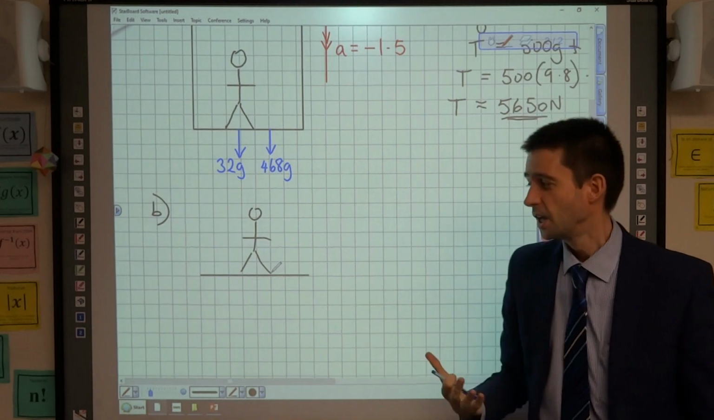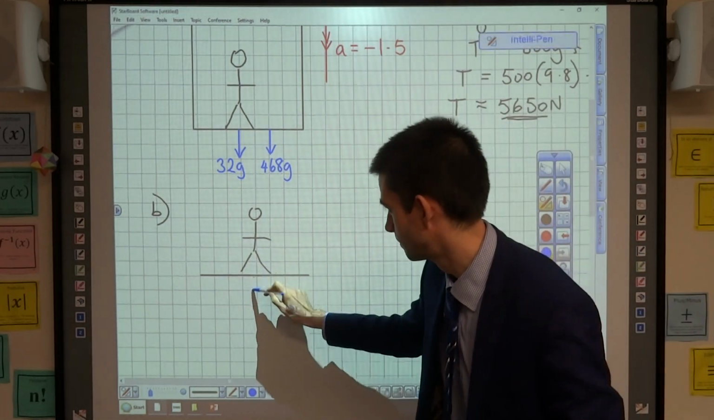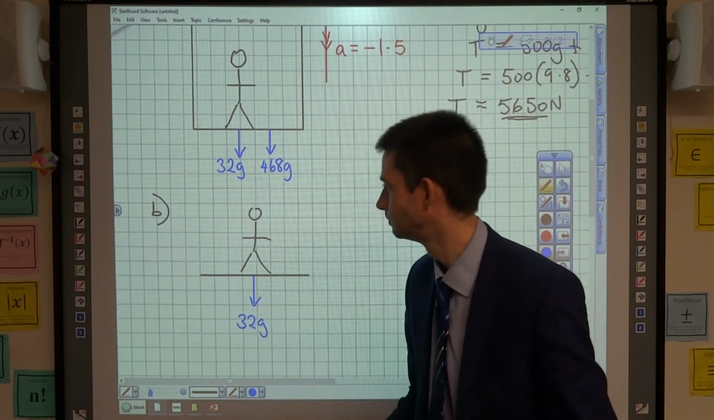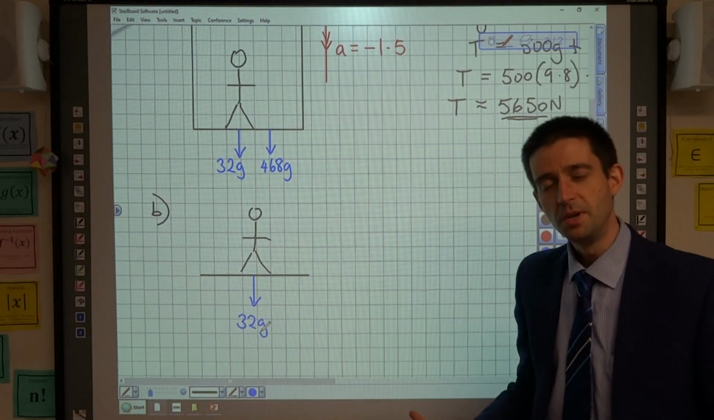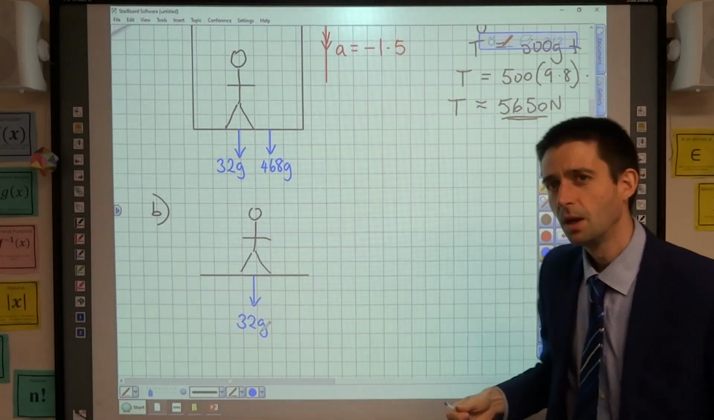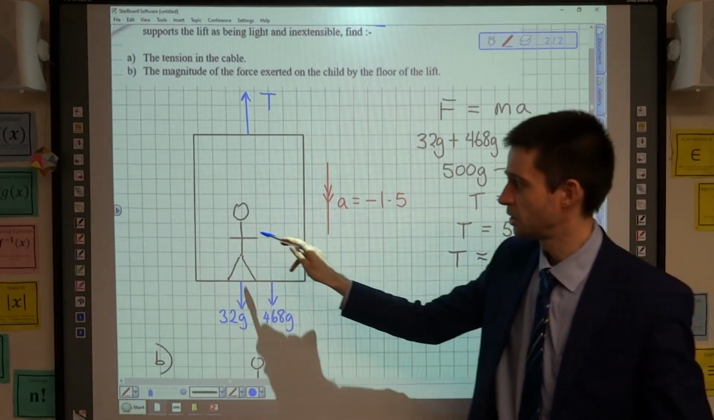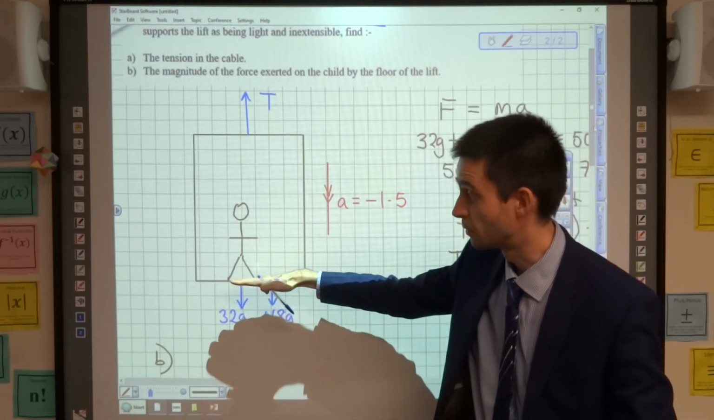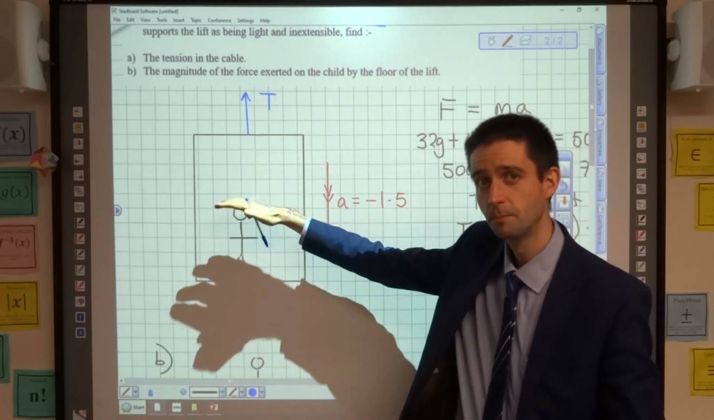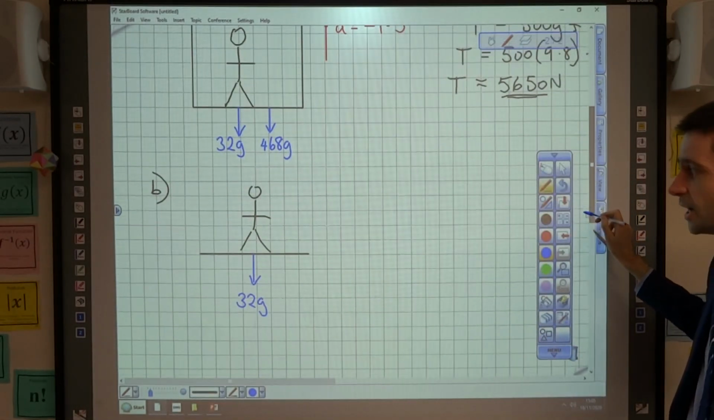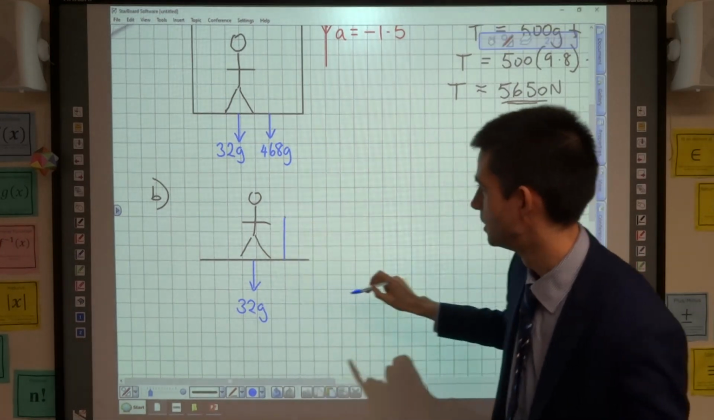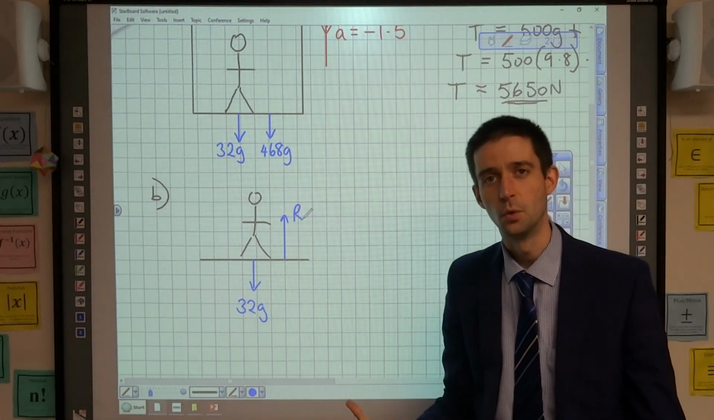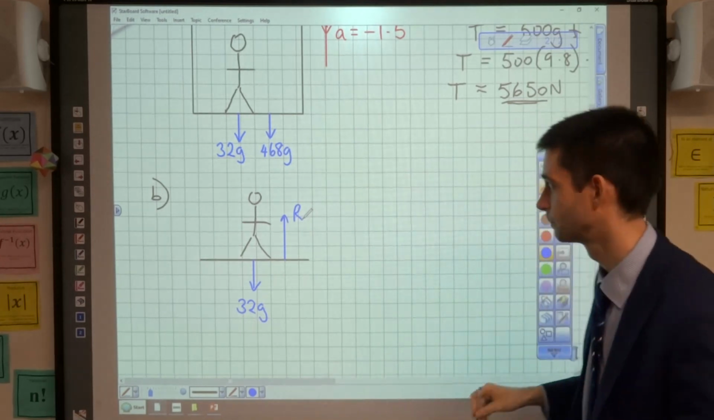Now, the forces acting on the child. The forces acting on the child are its weight, which is a force of 32g. And there is a force being exerted on the child by the floor of the lift. Because what I often ask students to consider is, what is it that's causing the child to move? And they say, it's the cable. It's not the cable. What is causing the child to move is the force from the floor of the lift pushing the child upwards. And that is the force that we're going to consider in the second part of this question. And I'm just going to draw it like so. And I'm going to label it R because we consider it as being like a reaction force from the floor of the lift on the child.